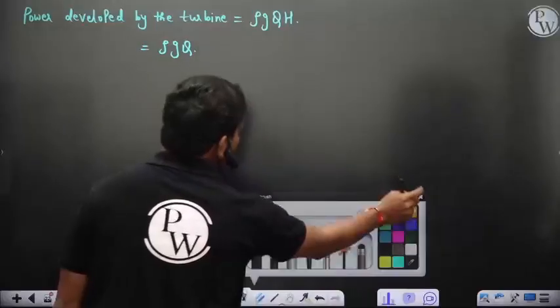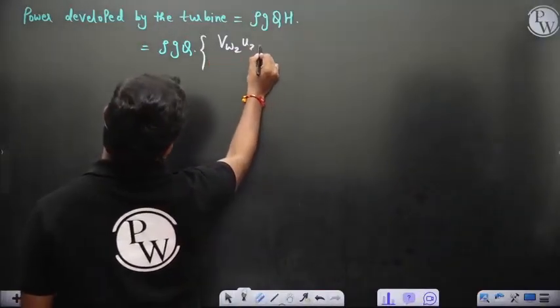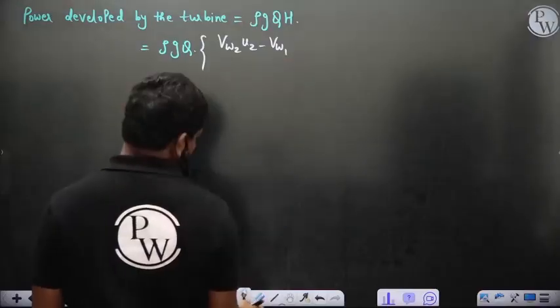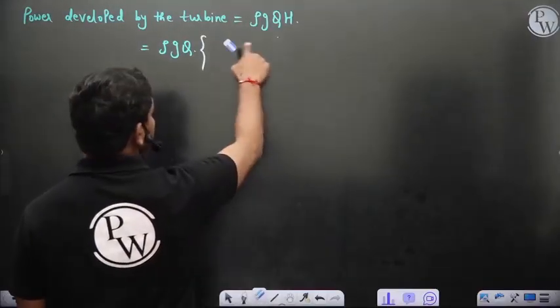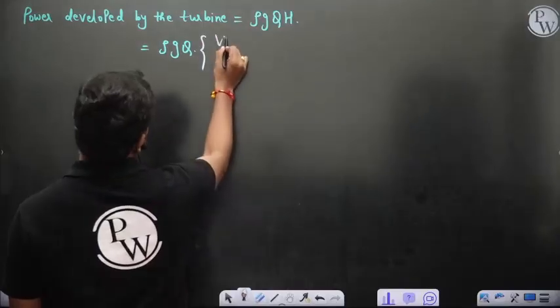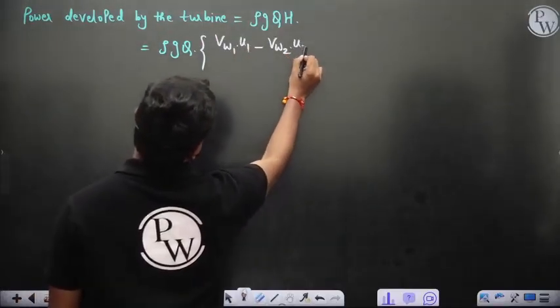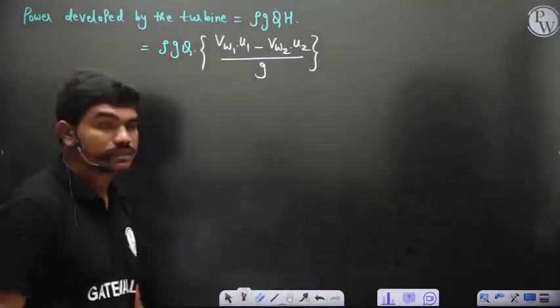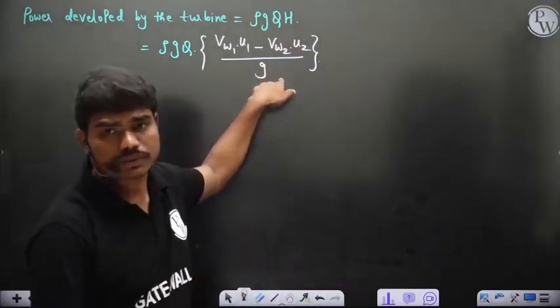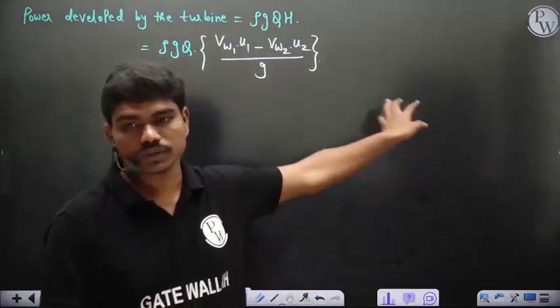So what can I write about this H? It is like VW2 U2 minus VW1. Sorry, developed by the water. It's okay. So VW1 U1, okay, yeah, it is like VW1 U1 minus VW2 U2 divided by g actually here. Okay, so this is the expression we have. With this we have generated from the Euler's equation. Head delivered to the turbine is VW1 U1 minus VW2 U2 over g. 1 is inlet, basically, 2 is outlet. So this is what we have.